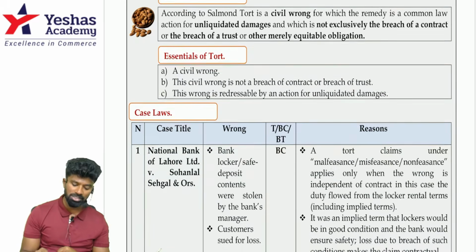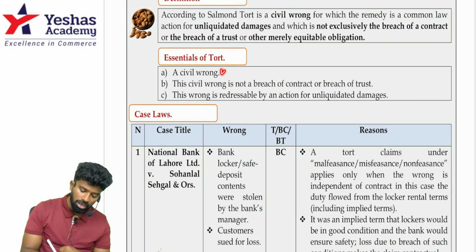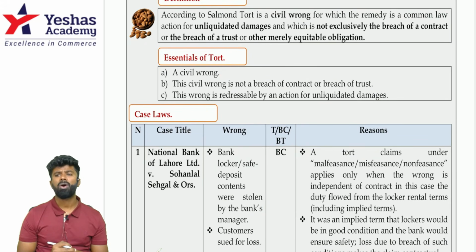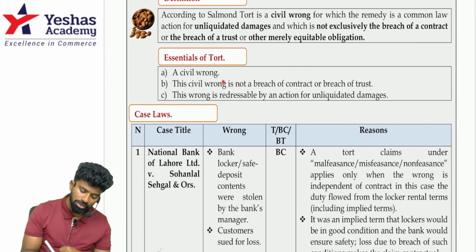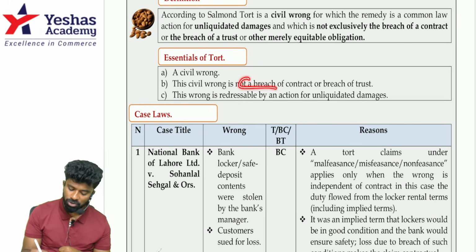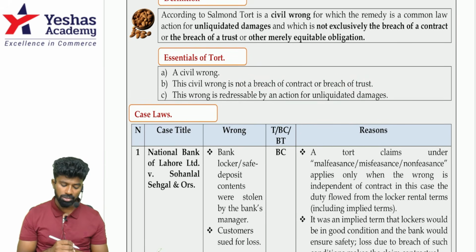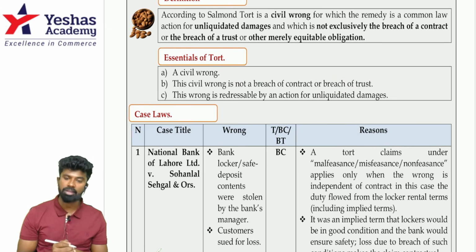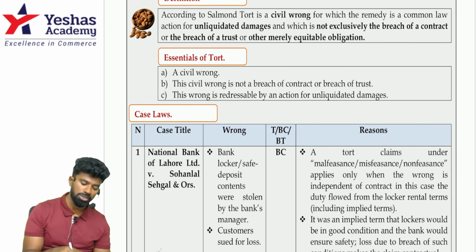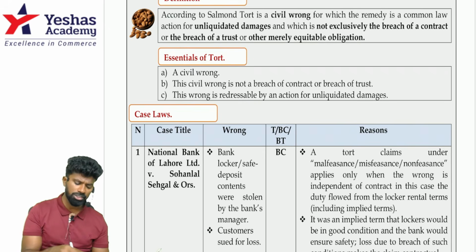Now, what are the essentials of tort? What is the first one? Tort must be a civil wrong. Is it a criminal wrong? No, it is a civil wrong. Second, this civil wrong is not a breach of contract or a breach of trust, and the wrong is redressable by an action for unliquidated damages.